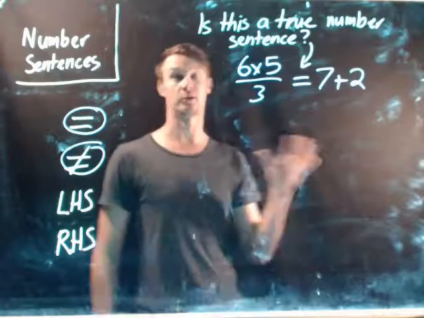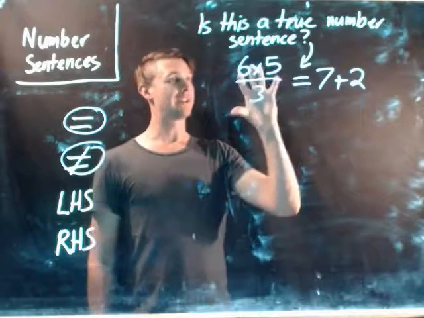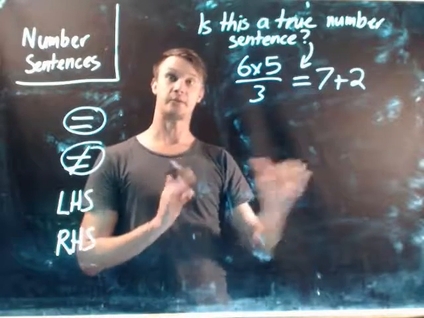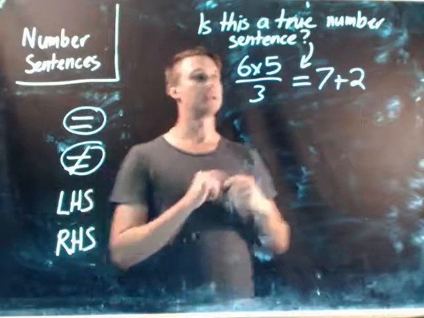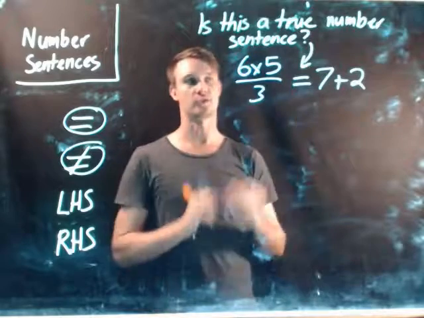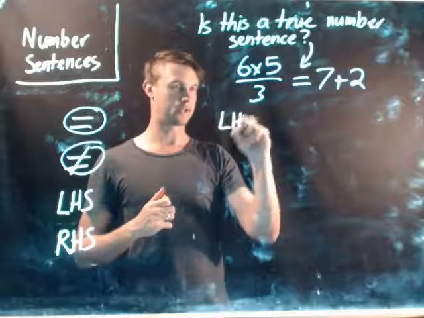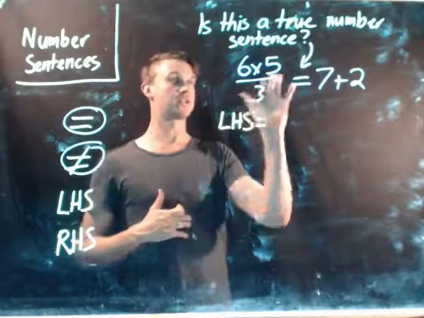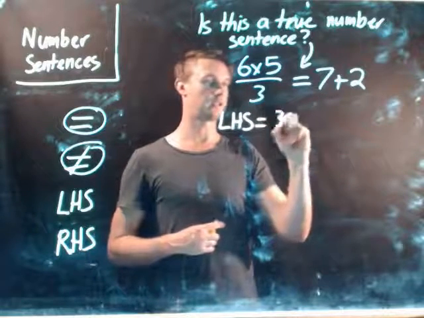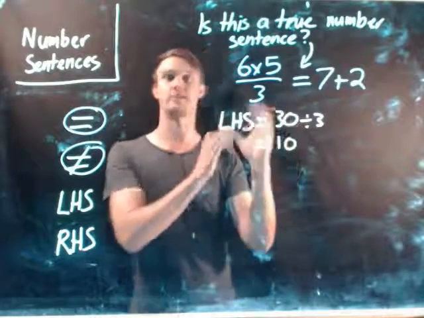Here's a question that you're most likely going to get, and it says, is this a true number sentence? So we have the LHS and we have the RHS of this number sentence. I'm going to write it down to show you how you do the working out. You break it down into your two parts of the number sentence. So first let's focus on the LHS and see if that matches the RHS. So you're writing out LHS equals 6 times 5 over 3. Now we need to do the multiplication first, so it's going to be 30 divided by 3, which we know equals 10. So the LHS equals 10.